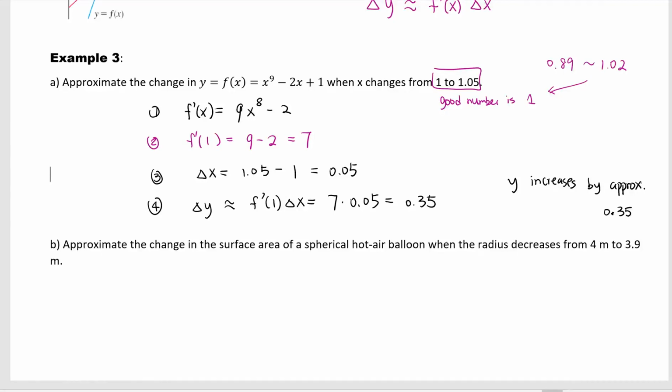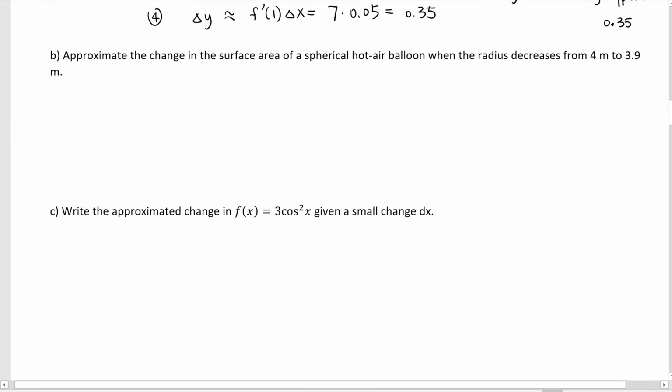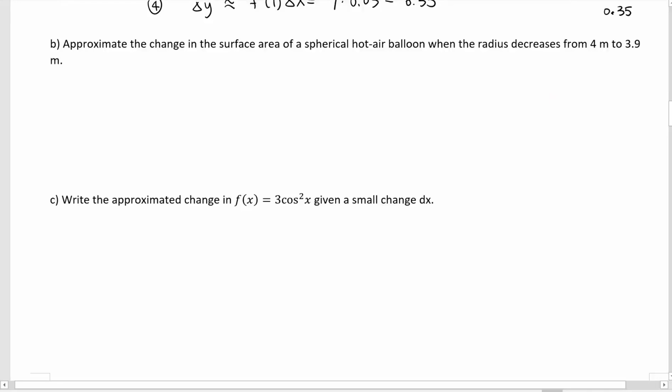Okay, let's go to part B. Approximate the change in the surface area of a spherical hot air balloon when the radius decreases from 4 to 3.9 meters. Okay, so surface area. Do you know the surface area of a sphere? Oh, surface area is 4 pi r squared. That is the surface area.